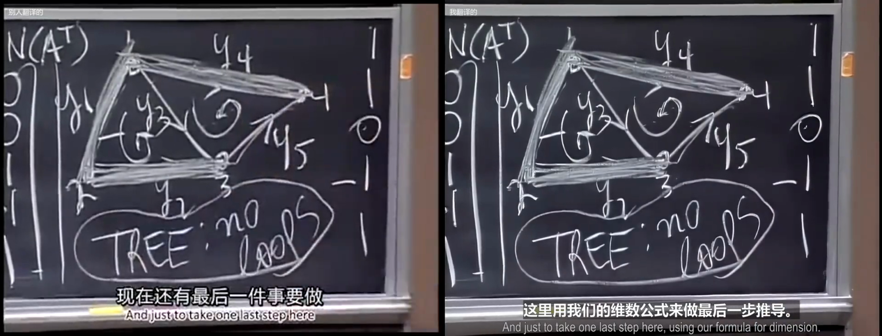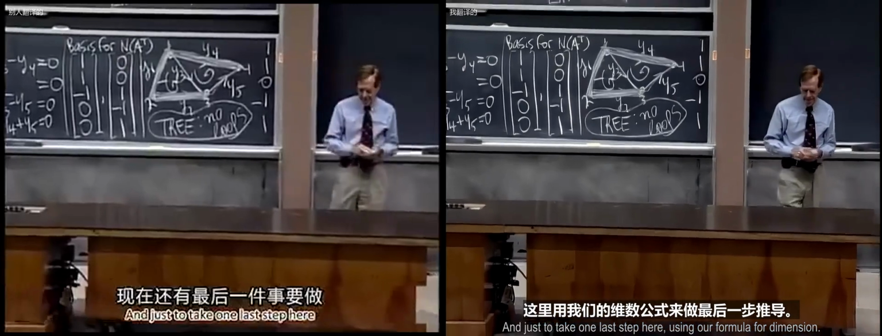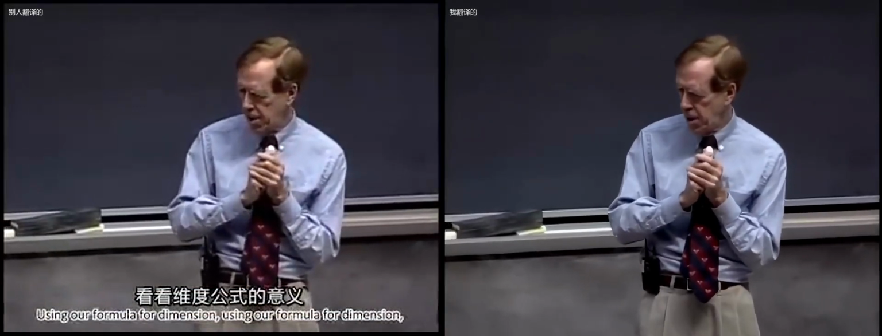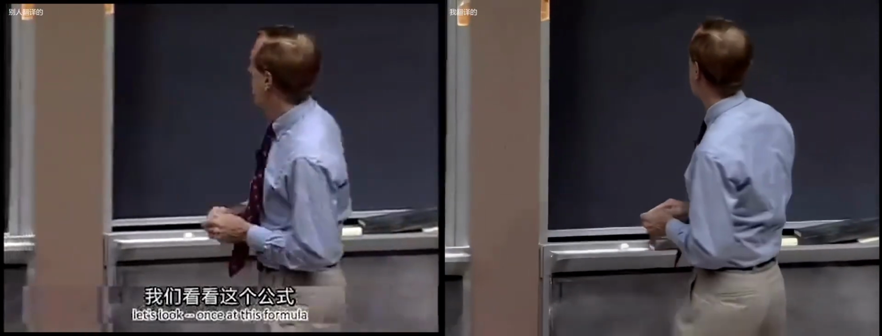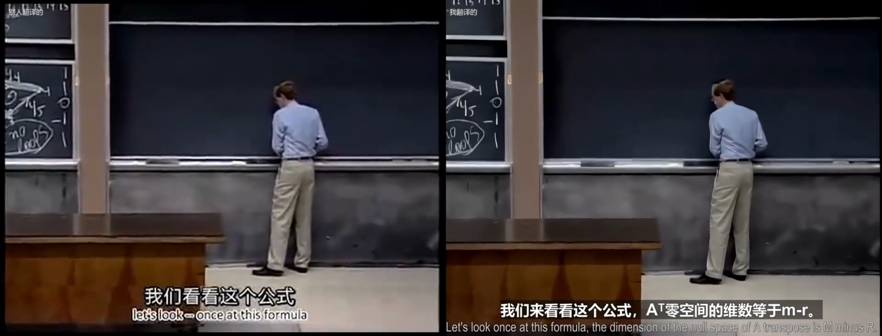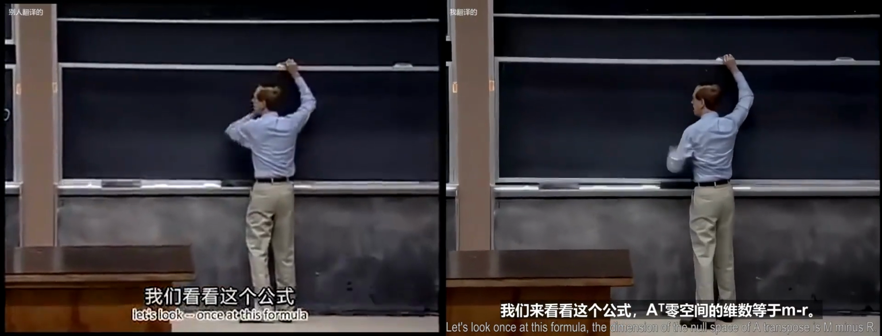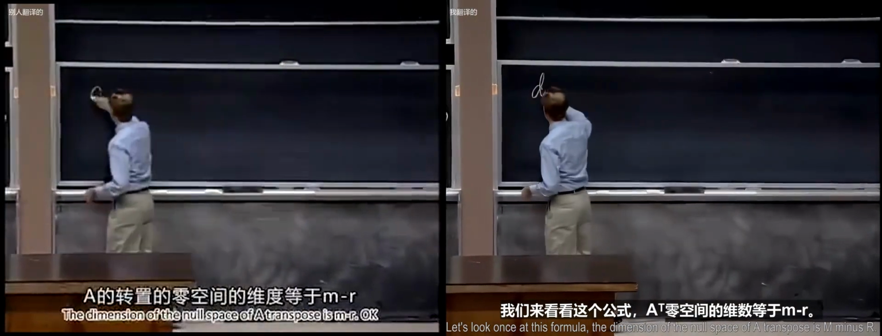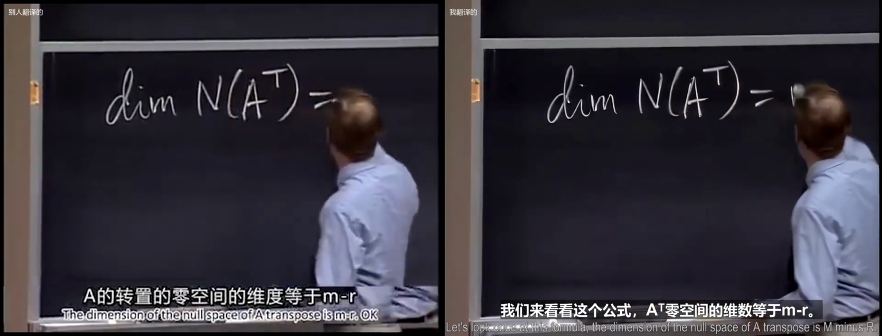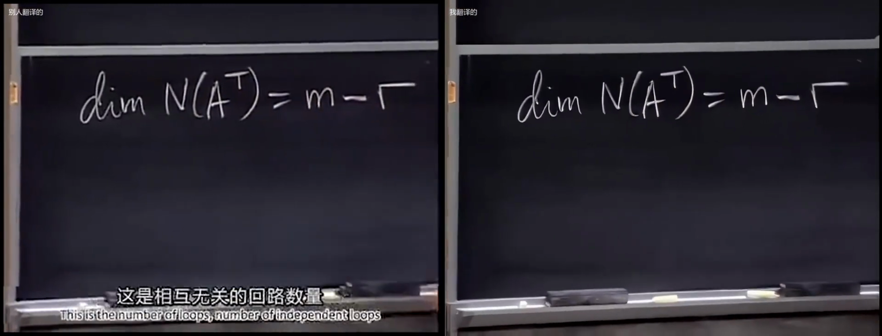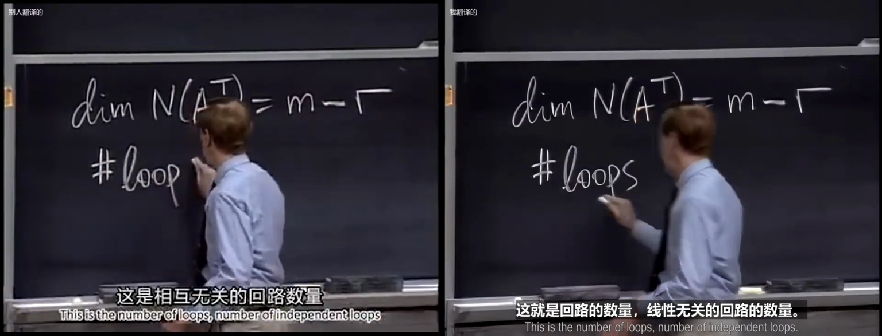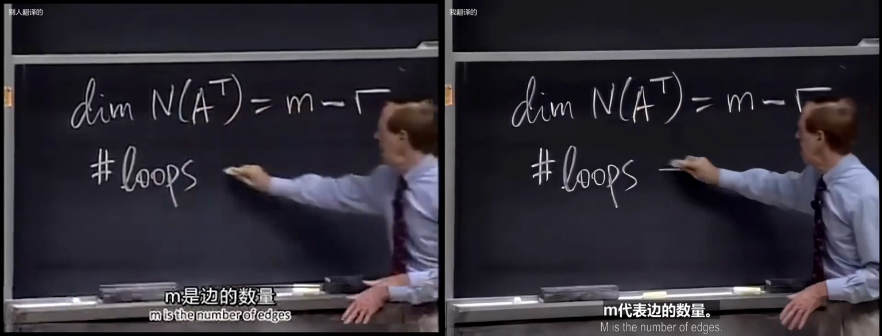And just to take one last step here, using our formula for dimension. Let's look once at this formula. The dimension of the null space of A transpose is M minus R. Okay. This is the number of loops. Number of independent loops. M is the number of edges.